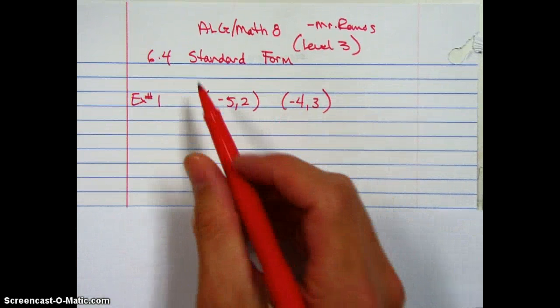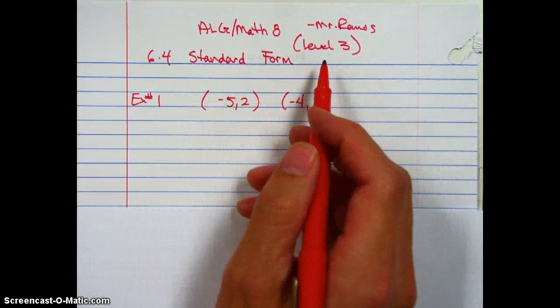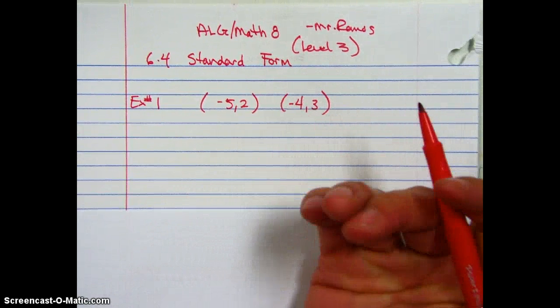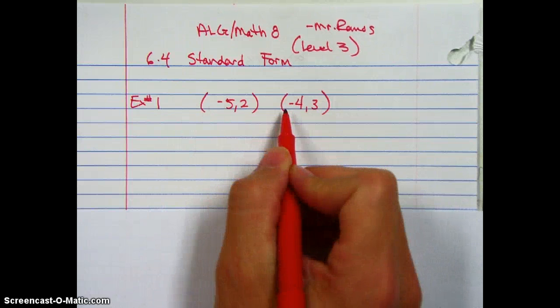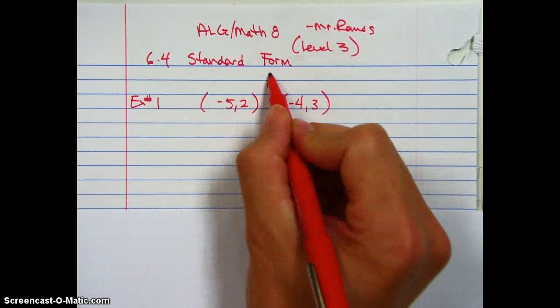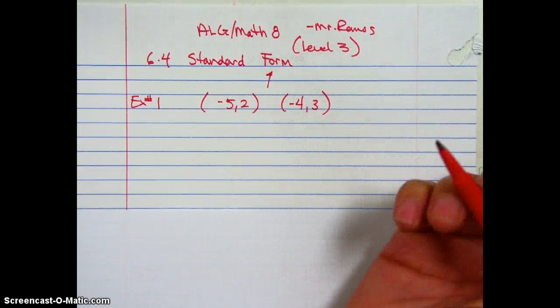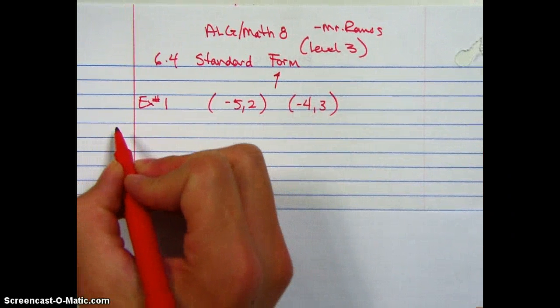Alright, so for our last video on 6.4 standard form, it's a level 3 question. This is where they give you the least amount of information and you have to work from there. So if they give you 2 points and they're asking you to change it into standard form, there are a couple of steps that you need to do in between. I'll write them over here this first time around.